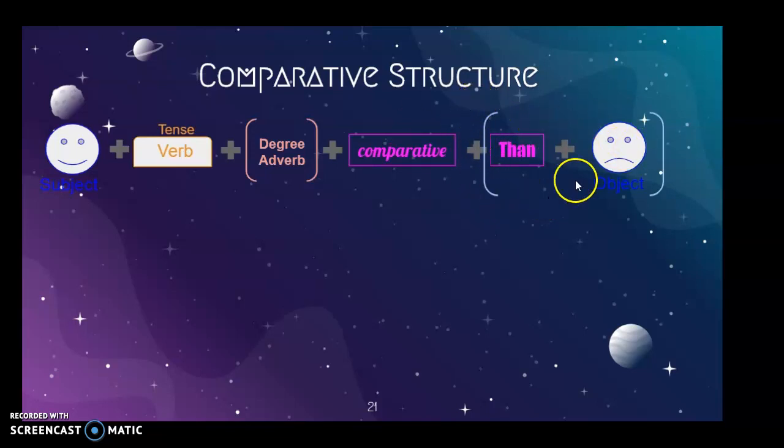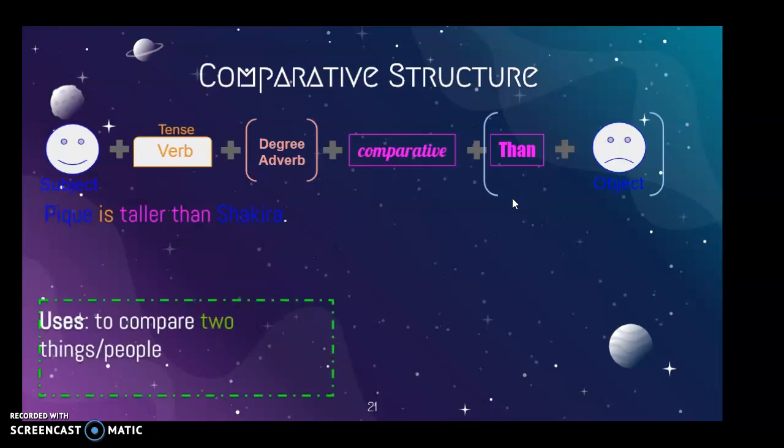I put this in parentheses because sometimes if we know already the other object or the second object, we don't need to mention it. But in case you mention it, you need to use than, the word than. So my example is Piqué is taller than Shakira. Piqué is the first thing that I am comparing. Is the verb. Taller than is the comparative. And then Shakira is the second thing that I'm comparing.